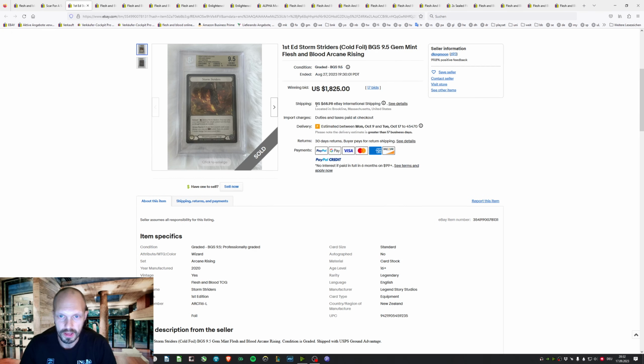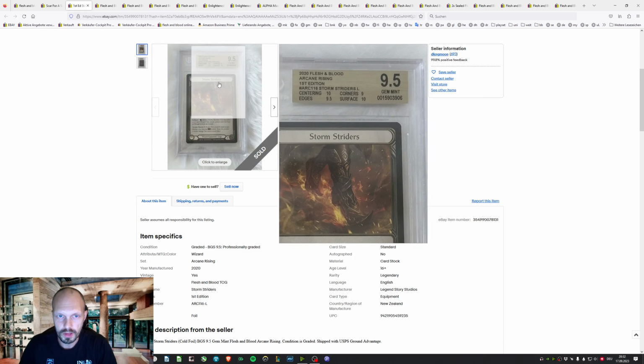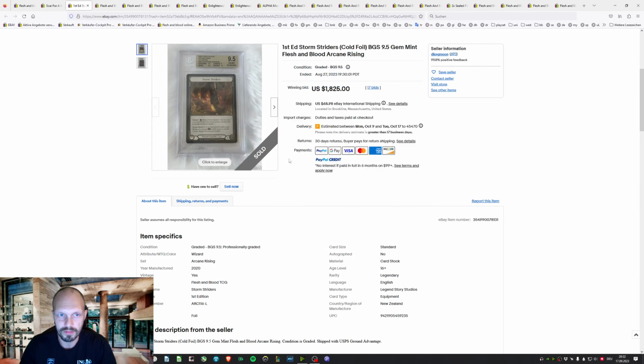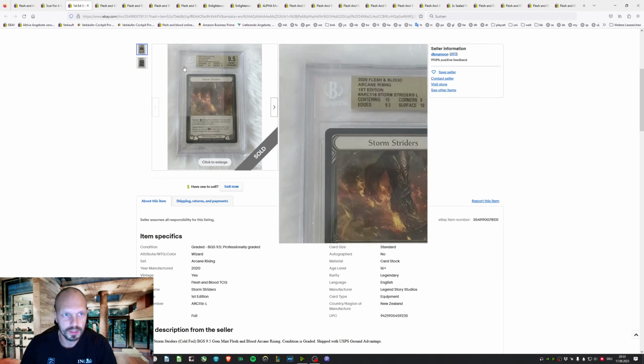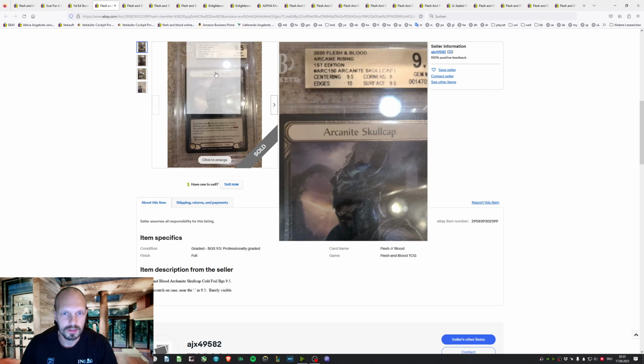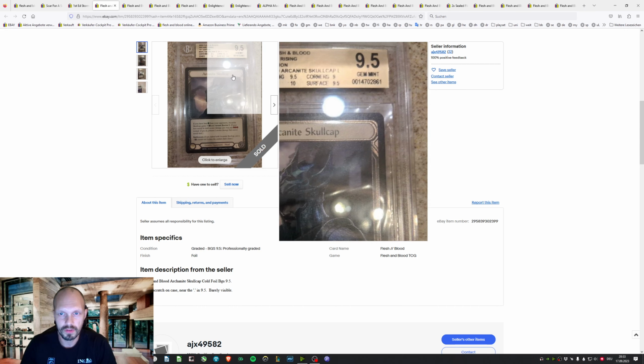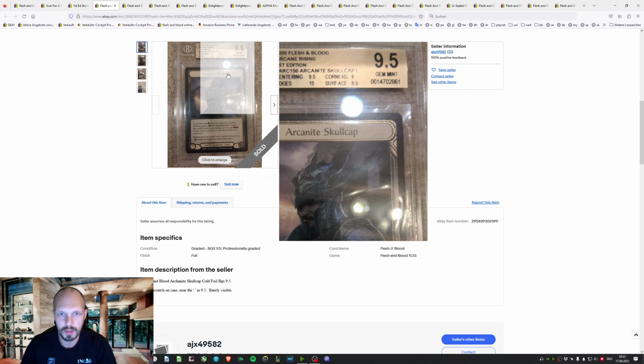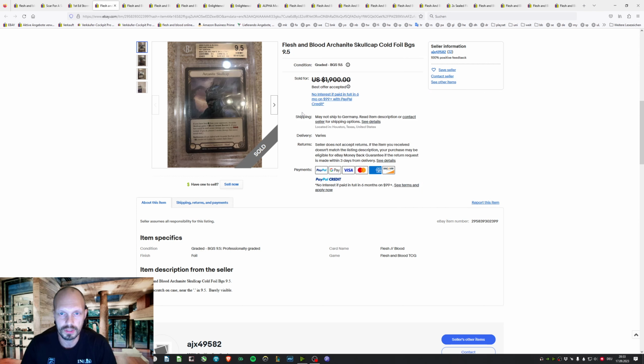And then, next up, Storm Striders. This is a 9.5 Beckett. Sold for $1,825 plus shipping. They came from Massachusetts in the US. And then we've had Houston, Texas, United States. Then we've had an Arcane Skull Cap 9.5. That, of course, is the first edition, and a 9.5 Beckett. That is a pretty decent grade.